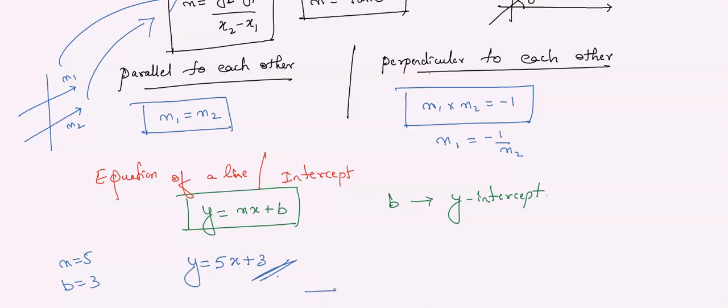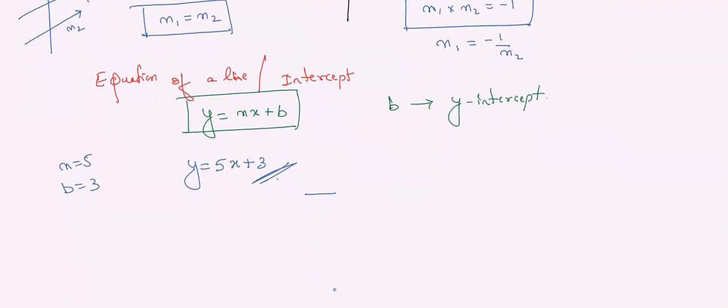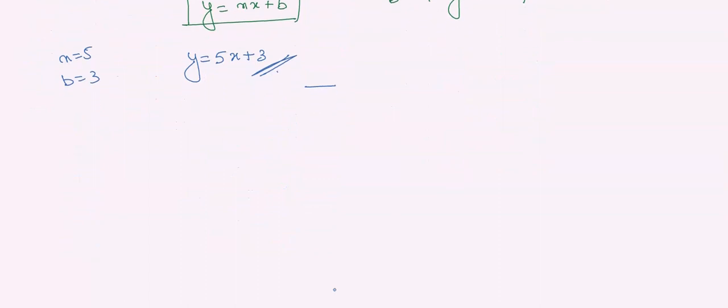Children, one more important formula is there, that is the midpoint formula. What is it? See children, suppose we have a line AB and P is the point which is dividing the line AB in the same ratio.